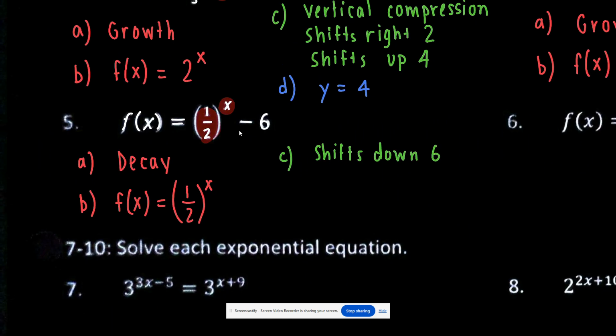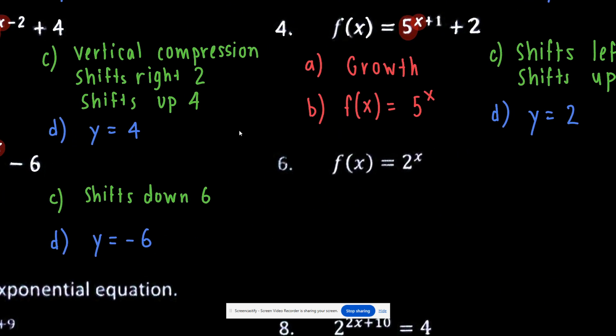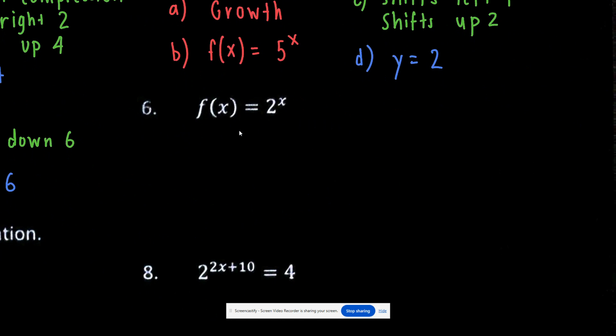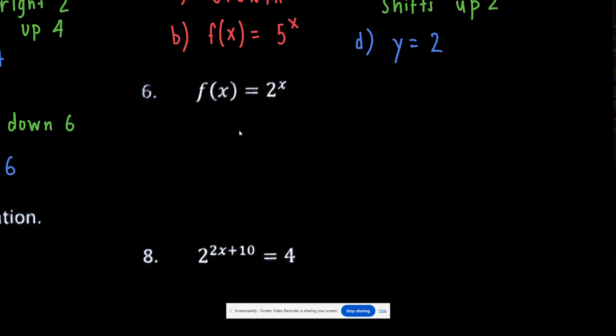And on top of that, because it is a vertical shift, it's going to affect my asymptote. So my asymptote drops down to y equals negative 6. Okay? Easy does it. Now, number 6 is almost too easy. I can guarantee you won't have one this easy on the quiz tomorrow. Look, it literally is the parent function. Well, that base is a 2, so it's definitely growth. It's the only thing there, so the parent function is itself.